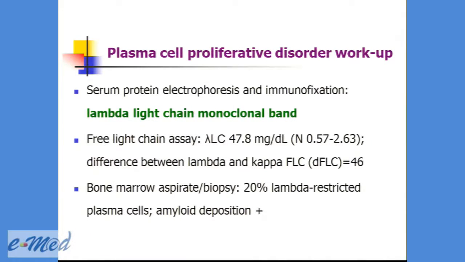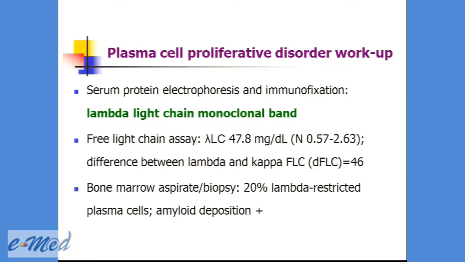Not surprisingly, on his protein electrophoresis and immunofixation, he had a lambda light chain monoclonal band. We also performed the free light chain assay that showed an excess of lambda light chain at 48, with the difference between the lambda and the kappa at 46, which means it's monoclonal, and it actually reflects the tumor burden.